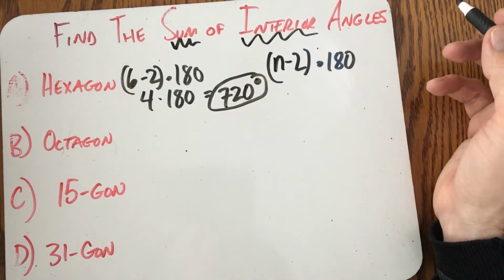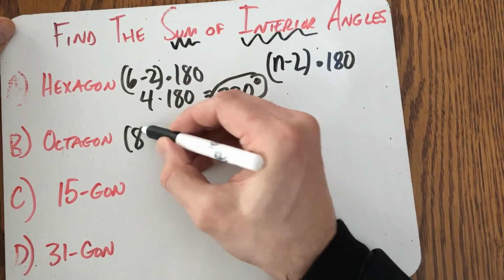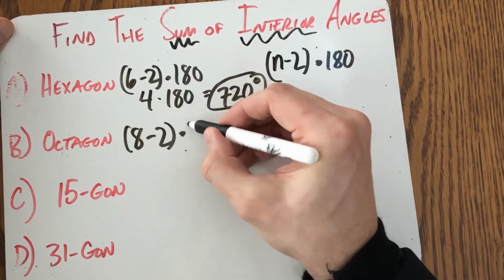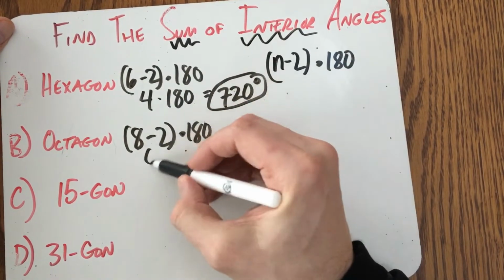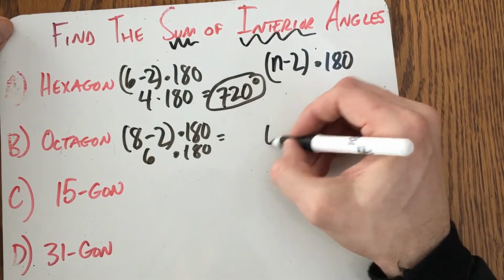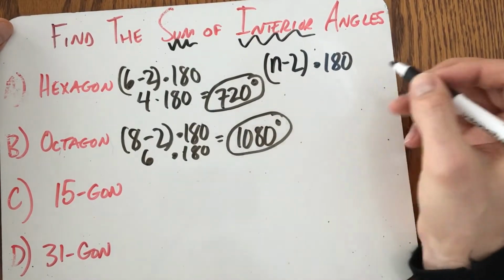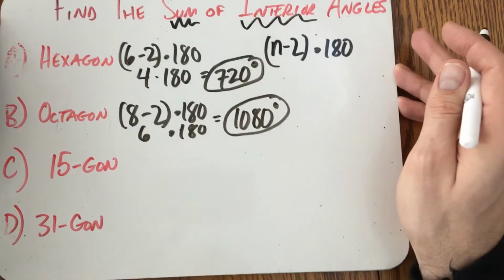720 degrees. An octagon, how many sides does an octagon have? 8. So I'm going to do 8 minus 2 times 180. 8 minus 2 is 6. 180 times 6. I'm going to do my best to do that one in my head. I think it's 1,080 degrees. You could use a calculator. I don't want anyone in here having to do all this in their head.